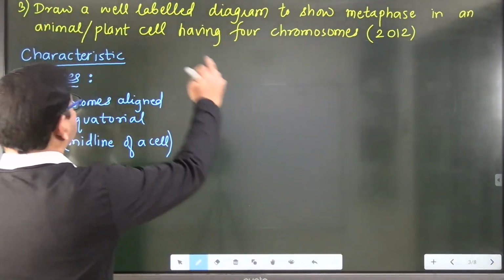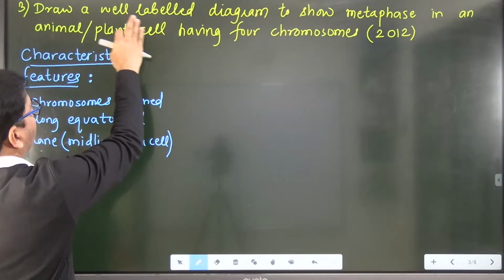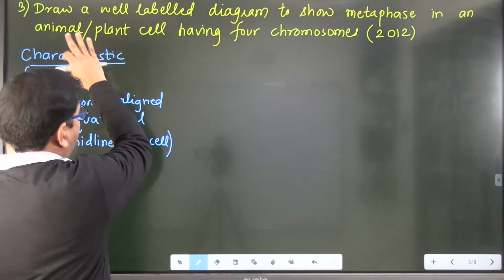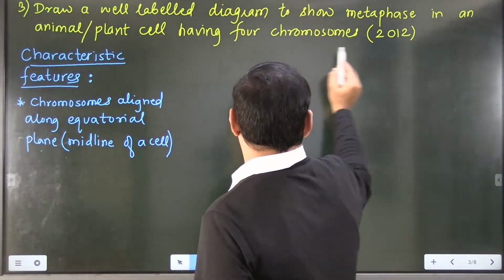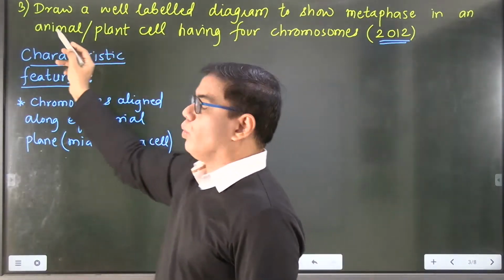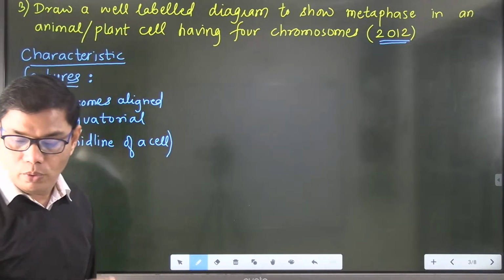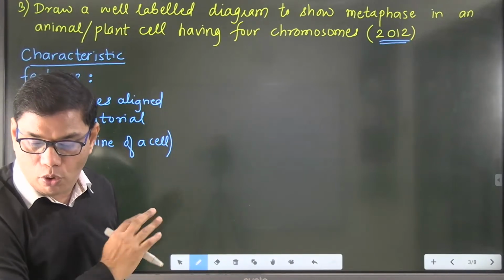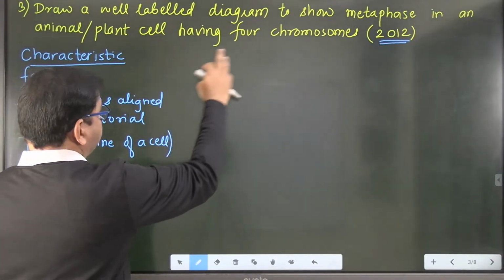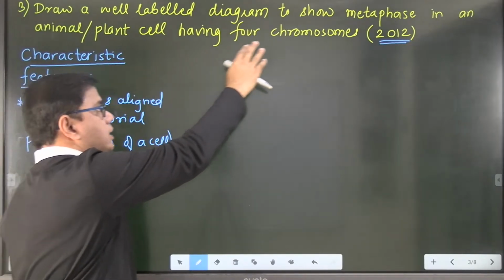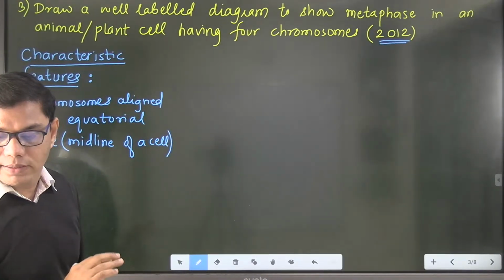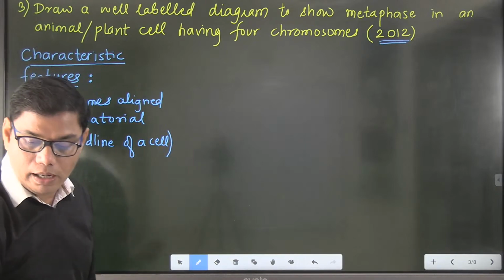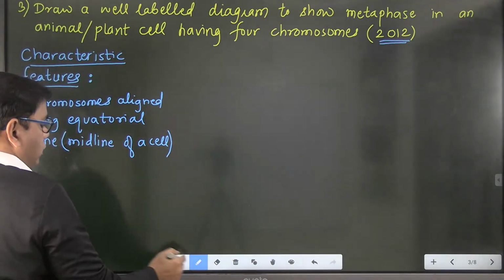Third diagram, the second part: draw a well labeled diagram to show metaphase in an animal and plant cell. As I have discussed, in 2012 when this question was asked, they asked only the animal cell and not the plant cell. But as this is a practice session, we are going to draw both, having 4 chromosomes. They have clearly mentioned 4 chromosomes. Maximum they are going to ask is 4 chromosomes and minimum will be 2 chromosomes. I hope I am clear, Hetal. So let us draw both.